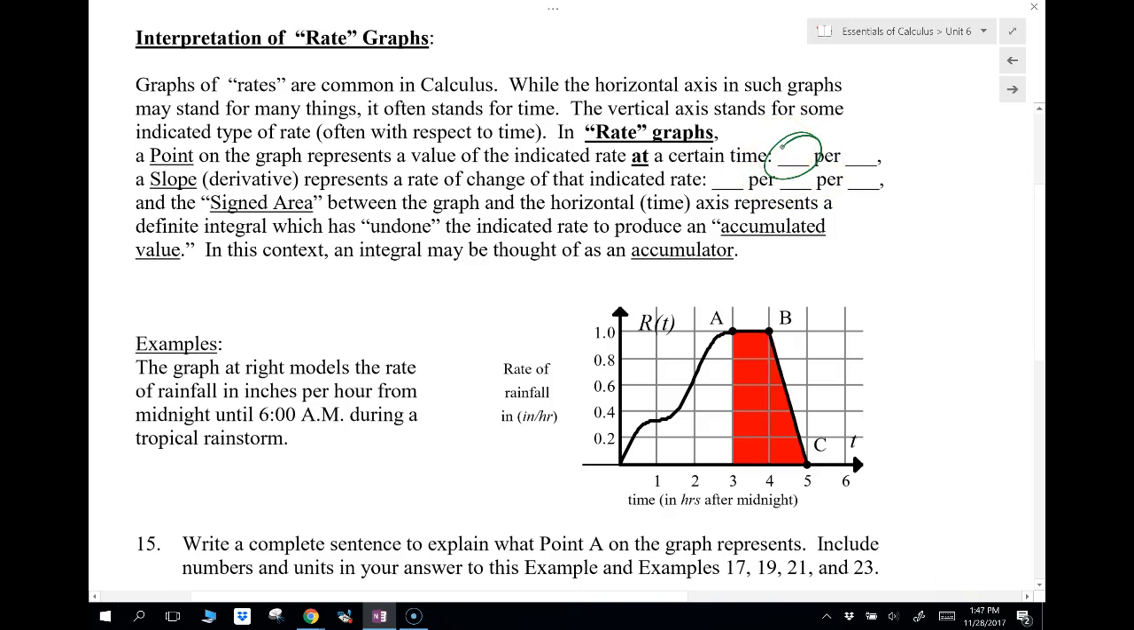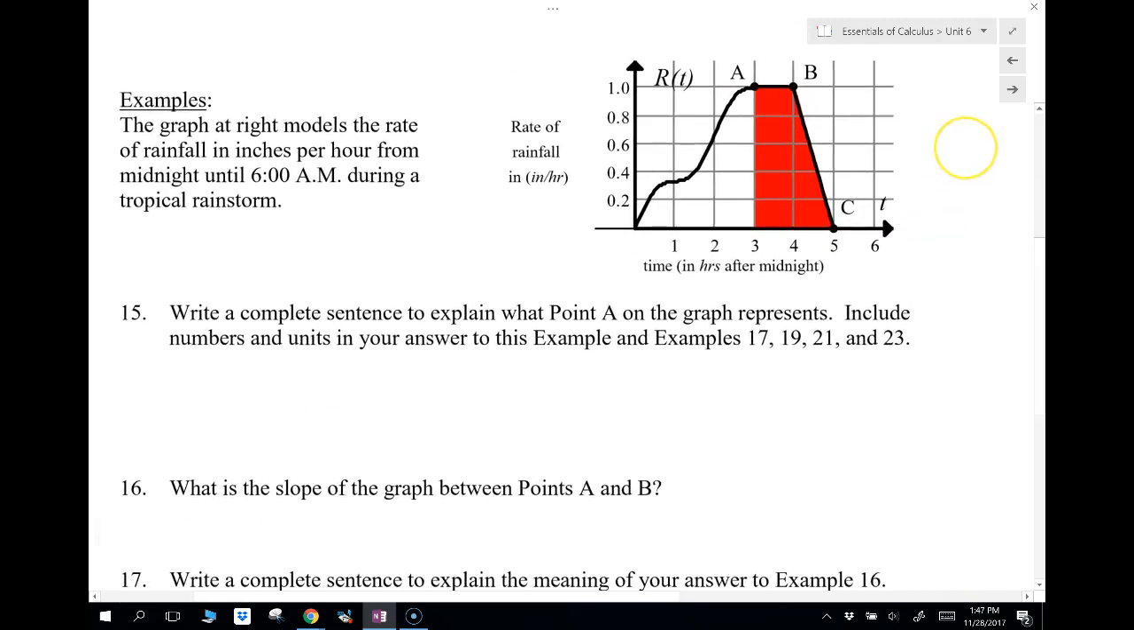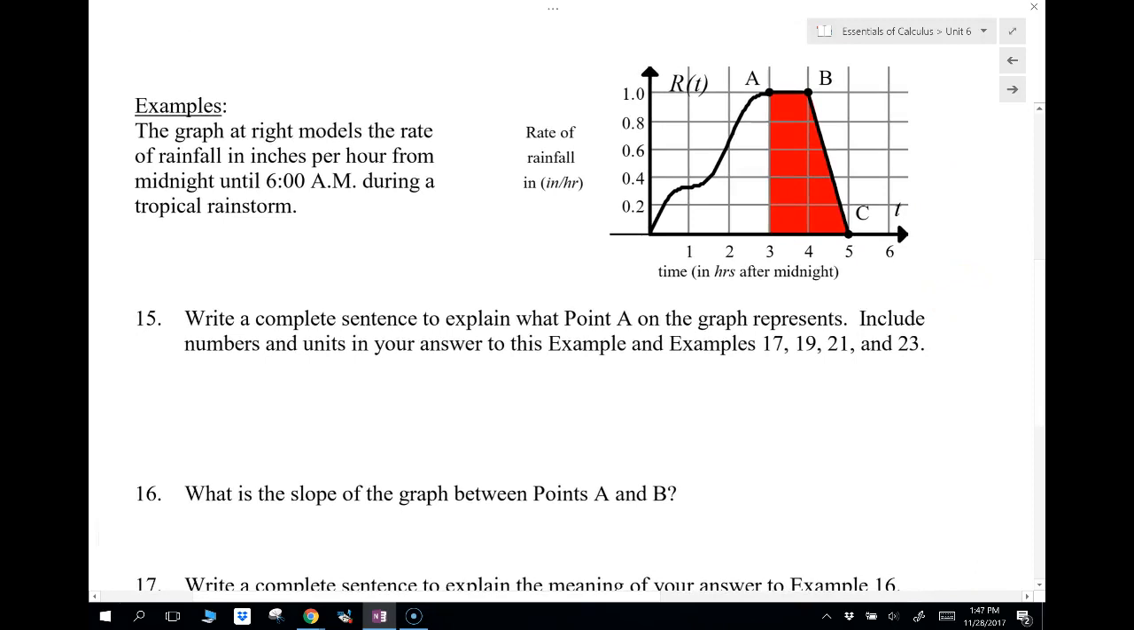Okay, let's take a look at an example. I think that might make a bit more sense when I talk about it in context. So let's suppose I have this rate graph here, and this is the rate of rainfall in inches per hour. We're going to start at 0, so time in hours after midnight, which is important. So this is midnight right here. All right, so just label it as midnight. 0 is midnight. The graph at the right models the rate of rainfall in inches per hour from midnight until 6 a.m. So we can see 6 a.m. is right here. Midnight is 0. And that's of a rainstorm.